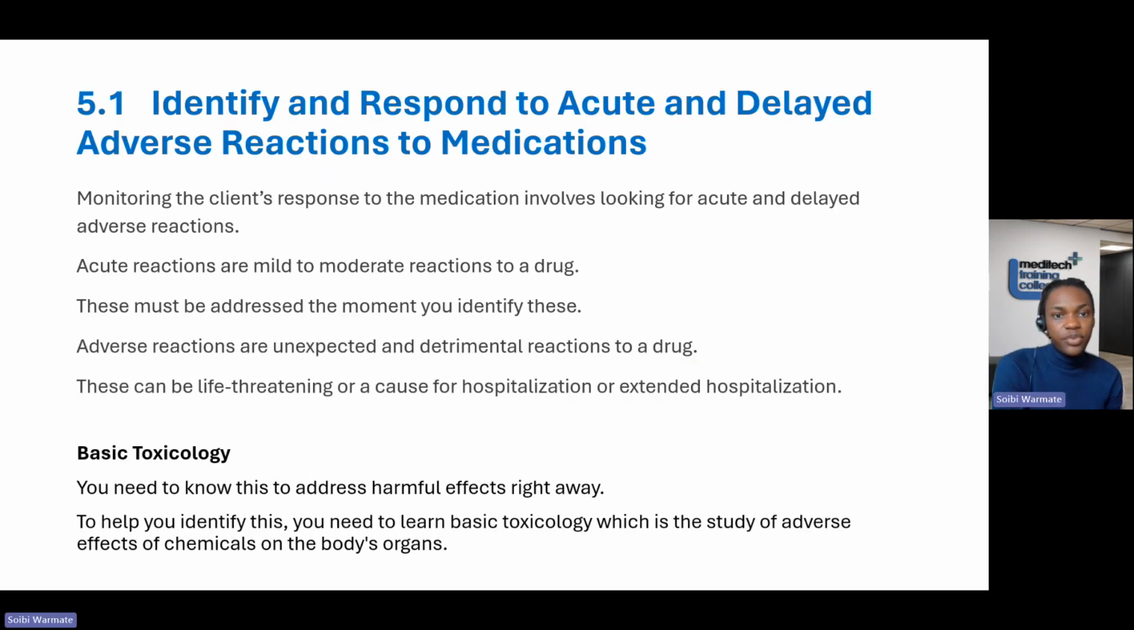Identify and respond to acute or delayed adverse reaction to medication. Monitoring the client's response to the medication involves looking for acute and delayed adverse reactions. Adverse reactions are unexpected and detrimental reactions to a drug, and this can be life-threatening or cause hospitalization or extended hospitalization. Basic toxicology: you need to know how to address harmful effects right away. To help you identify this, you need to learn the basic toxicology, which is the study of adverse effects of chemicals on the body's organs.